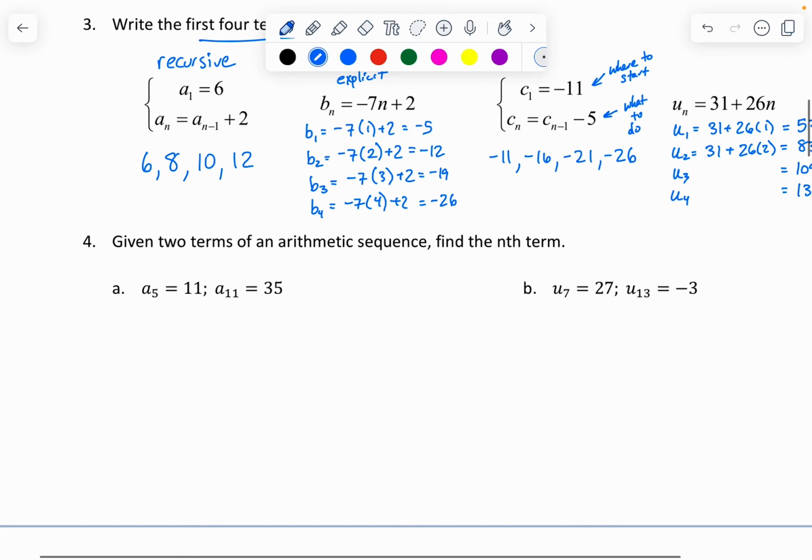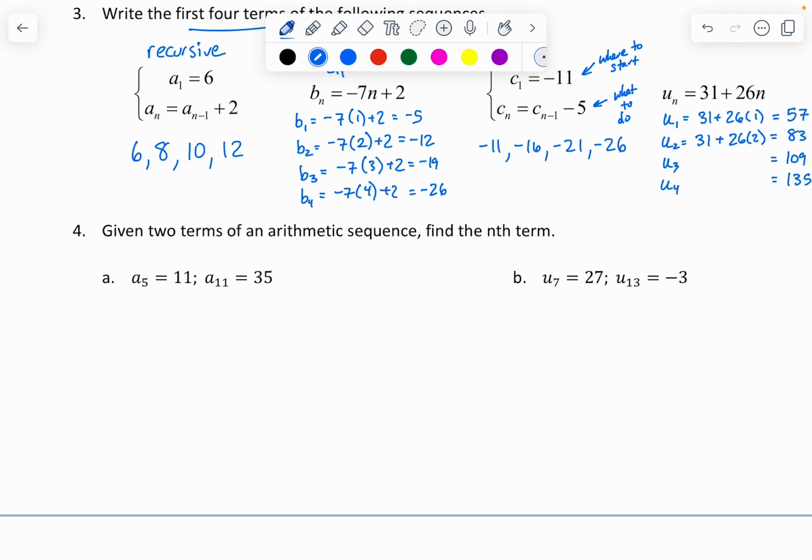Super. Okay, now I'm giving you 2 terms, and I want you to find the nth term. So this one, I'm telling you the 5th term and the 11th term. So we're going to use this formula, a sub n is equal to a sub k plus n minus k times d. And we're going to say, well, if I want the 11th term, but I'm at the 5th term, I'm going to have to add my common difference 11 minus 5 times.